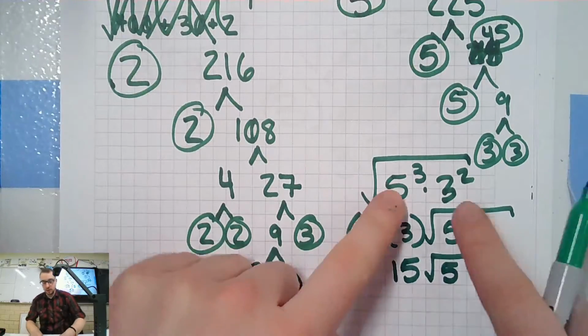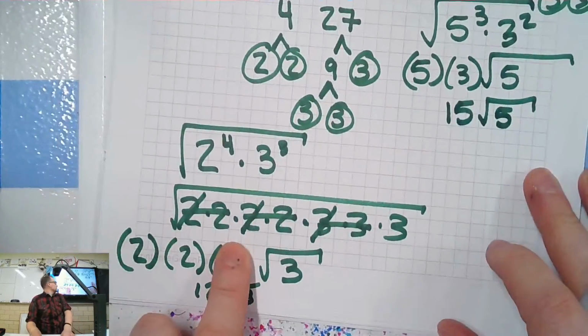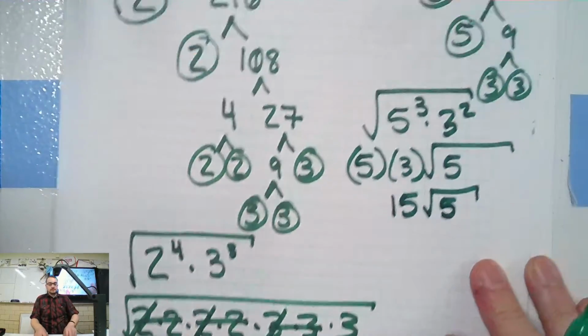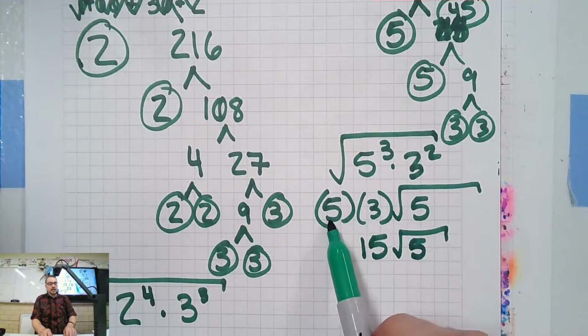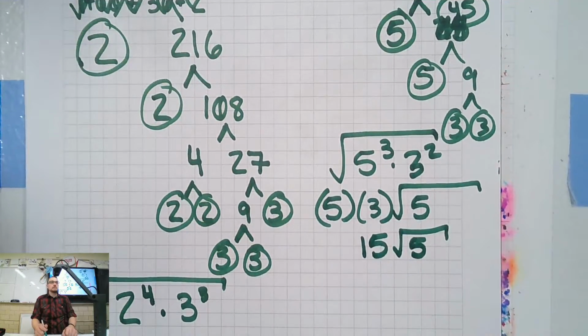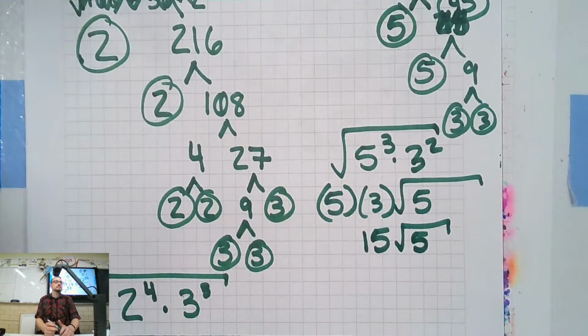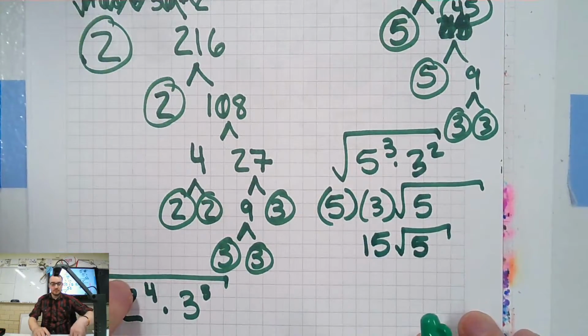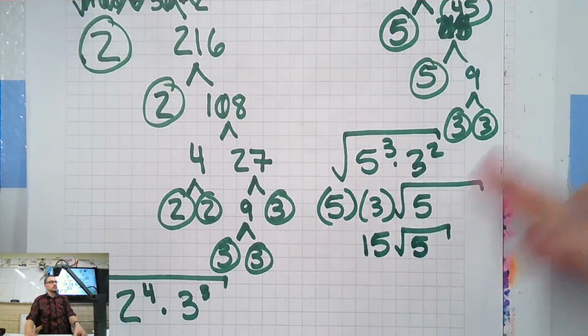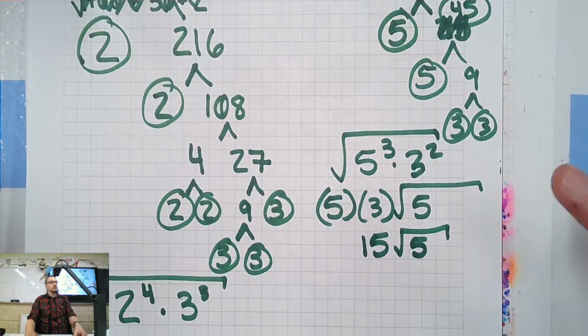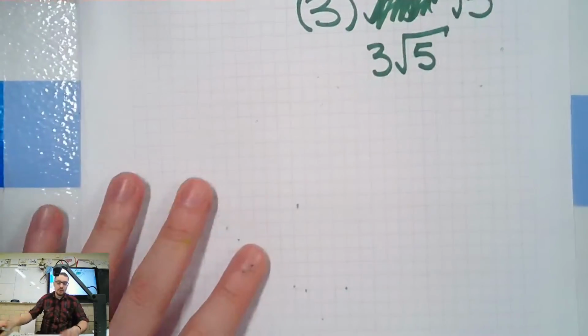If you're not sure what gets out, write it all out like we did here and cross stuff off, right? 2 5s, 1 gets out. 2 3s, 1 gets out. 1 left over 5. Okay? Question. Are we good with this? Parker, we all right? Okay. Now, what if you had something like this?